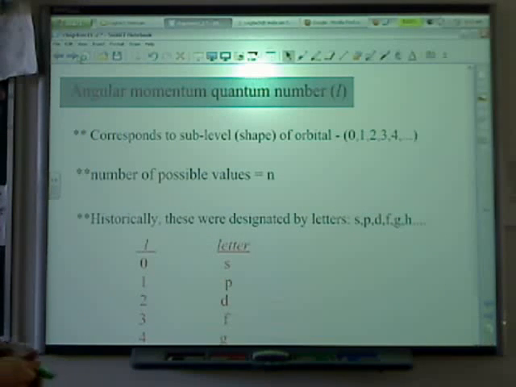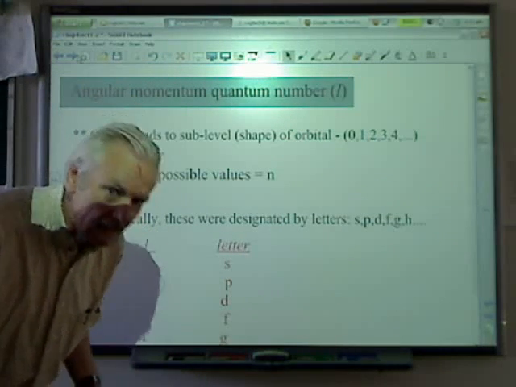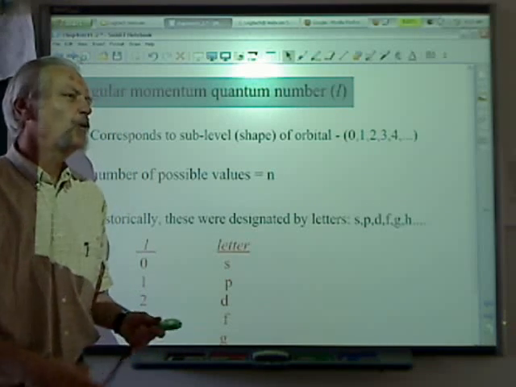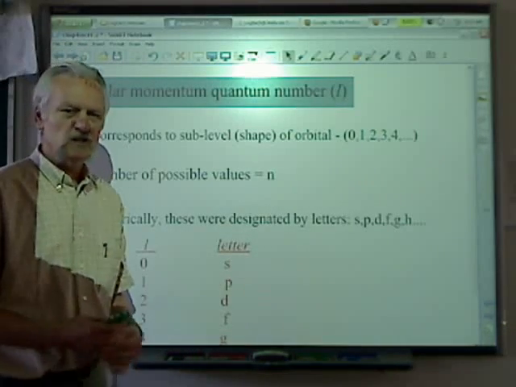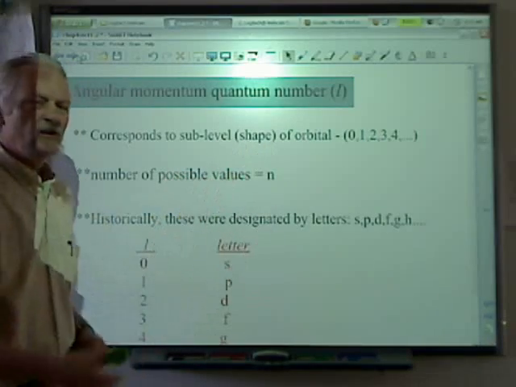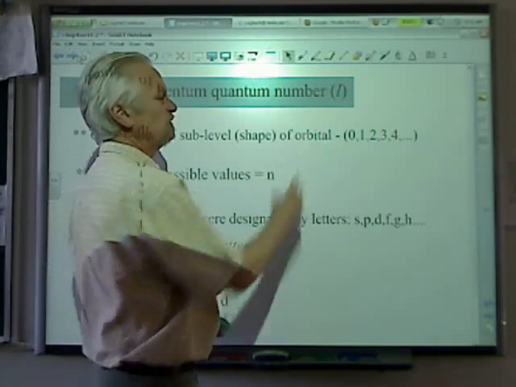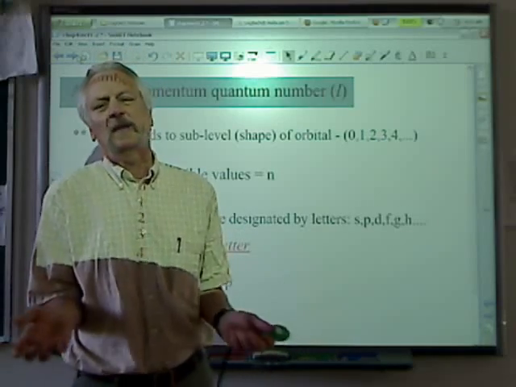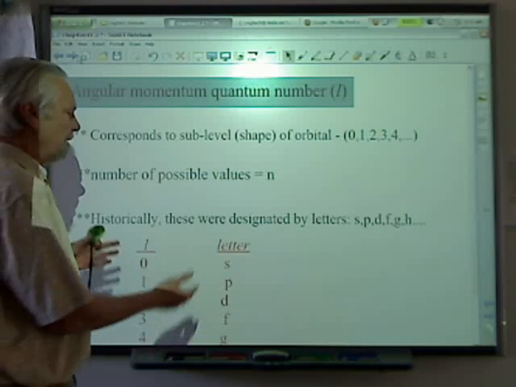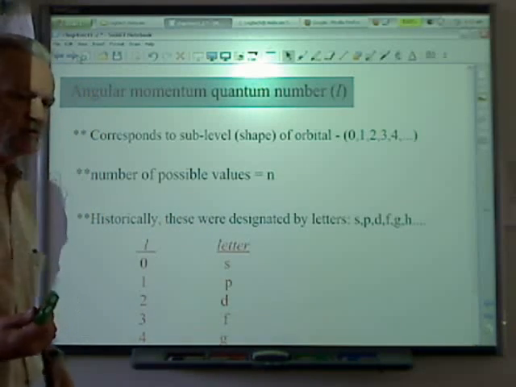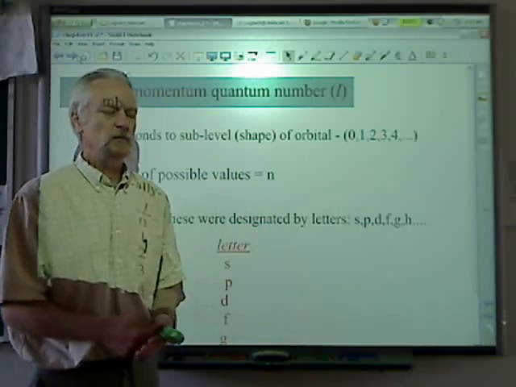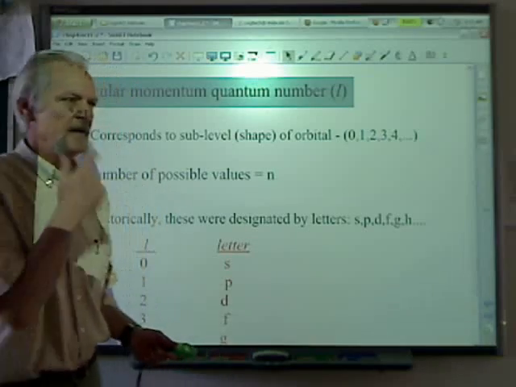The angular momentum quantum number is awkwardly named, but what it really is, is a shape for these electron spaces, and we're going to see in just a second that these shapes are rather distinctive. Sublevel is another way of thinking about it. We use the term orbital now as the general term to describe the space that the electrons occupy. And note that the number of possible values for the angular momentum quantum number is equal to the principal quantum number. Now that's kind of a weird thing to say, but if you think about it, it goes like this.